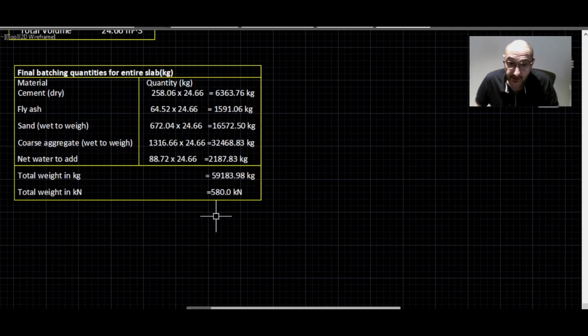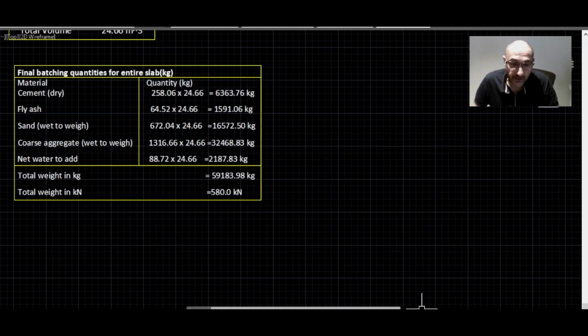Now, if you add all the materials together, we will end up getting about 59,183.89 kilogram. Very heavy. We convert everything into kilonewton, and we'll get about 580 kilonewton. So working out the volume of the slab and the weight of each material helps us determine many things. We can calculate the bearing capacity and the bearing stress on the soil due to the dead load of the slab.